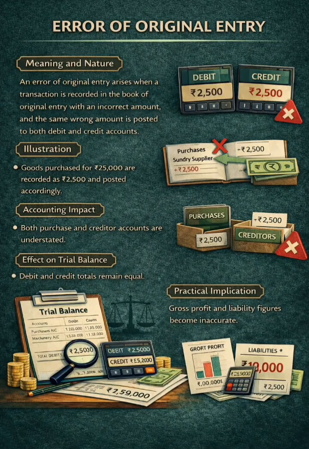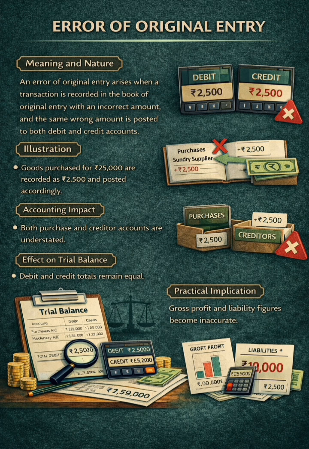Error of original entry. Meaning and nature. An error of original entry arises when a transaction is recorded in the book of original entry with an incorrect amount and the same wrong amount is posted to both debit and credit accounts. Illustration. Goods purchased for 25,000 rupees are recorded as 2,500 rupees and posted accordingly.